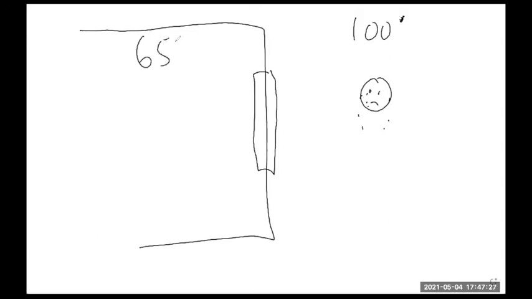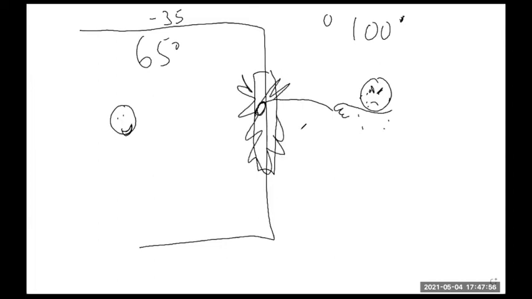And 65 degrees inside. That's a smile. Right, so that's the difference. And you could say that the difference was minus 35 in here, if this was 0. If for some reason someone threw a rock through here and busted the window, all this hot air would come rushing in, right?